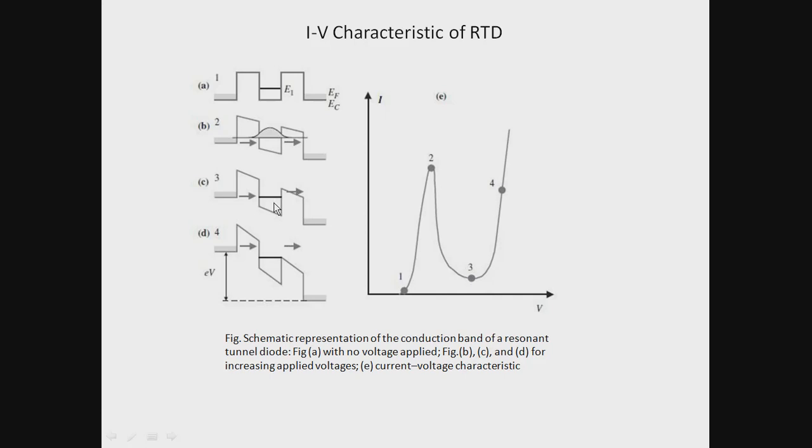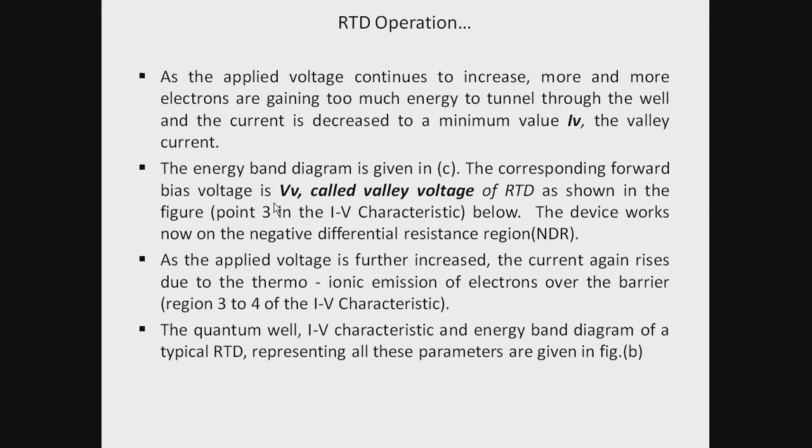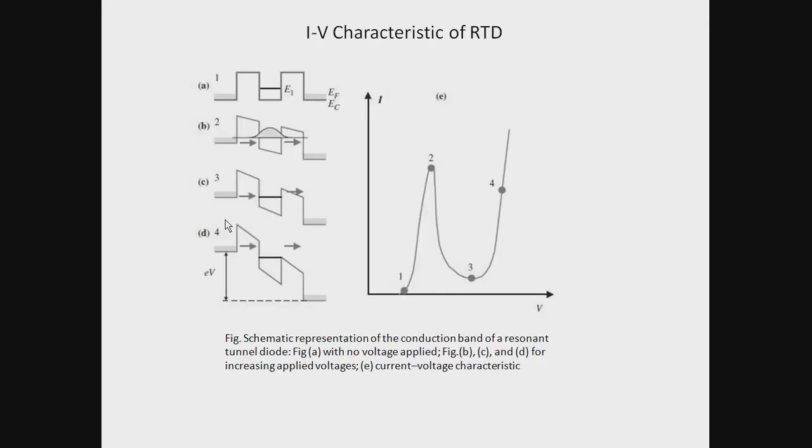Okay, now we have to see this particular characteristic phenomenon, that is from 2 to 3, the region 2 to 3 operation of the device, where the biasing voltage is increased and the current is decreased. So it shows a negative differential resistance region of operation. So this particular region 2 to 3 of the IV characteristic is called the negative differential resistance region of operation of the resonant tunneling diode.